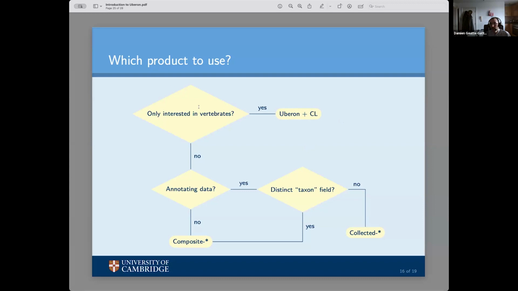But if you need terms covering anatomy beyond vertebrates, then depending on what you do and depending on how you do it, you will use either composite metazoan or collected metazoan. My take is that if you just need to browse terms, if you don't need to annotate data, most likely you would rather use composite metazoan, which is slightly nicer to browse because it does not have unnecessary intermediate levels because they are explicitly pruned away, as I've just explained.